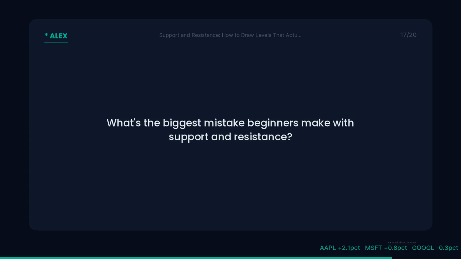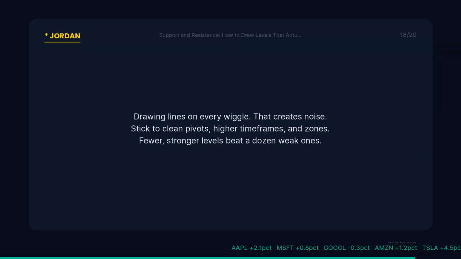What's the biggest mistake beginners make with support and resistance? Drawing lines on every wiggle. That creates noise. Stick to clean pivots, higher timeframes, and zones. Fewer, stronger levels beat a dozen weak ones.